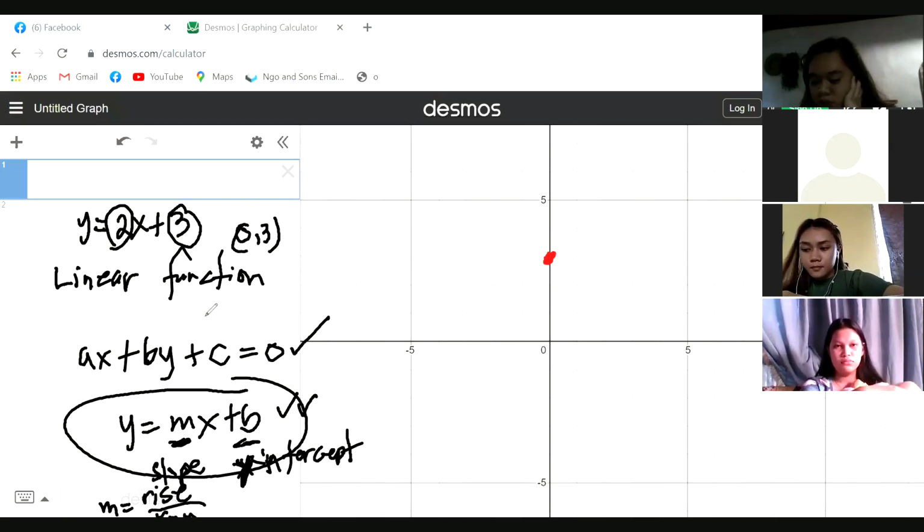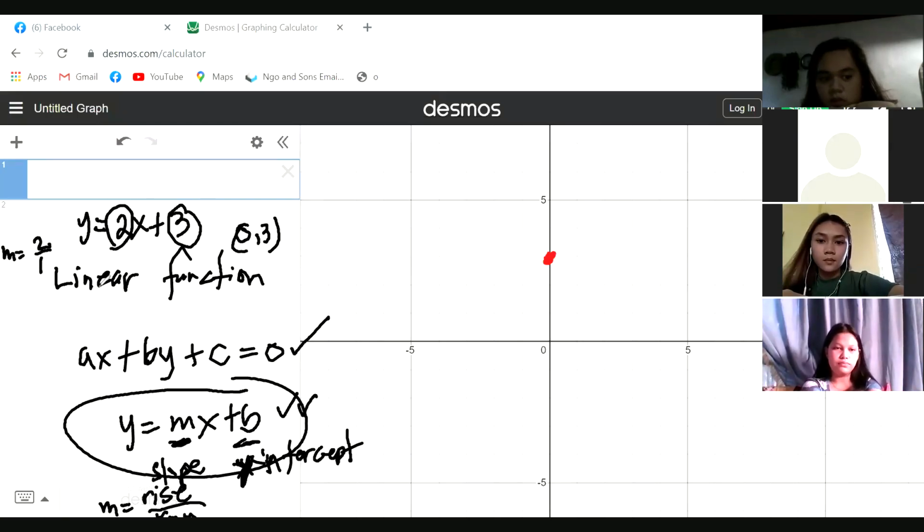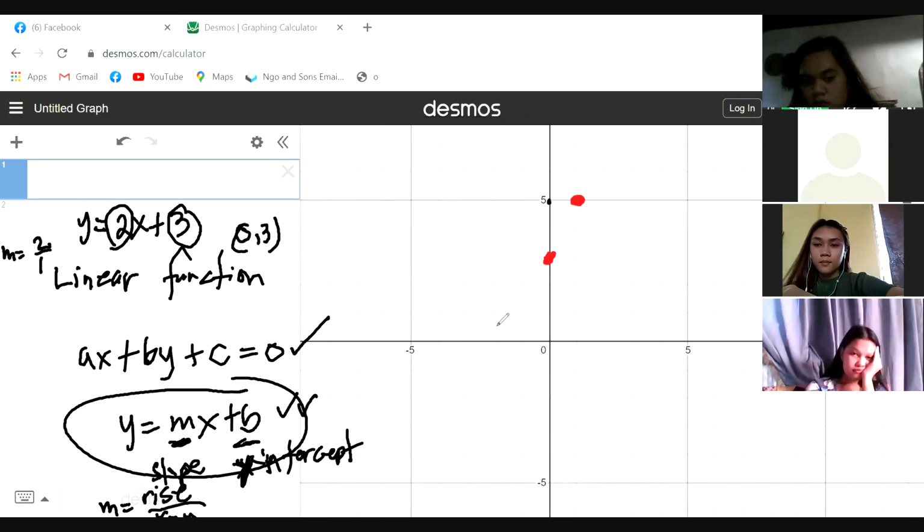Okay? So if you have 2 as your slope, 2 can be written as 2 over 1. So it will rise twice and run once going to the right because this is positive. But if it is negative, going to the left. So you move twice up, 1, 2 here, then run once going to the right, so it will be the other point here. And you only need 2 points to form a line. If you know those 2 points, then you can create your line. So this will be the picture of your line.